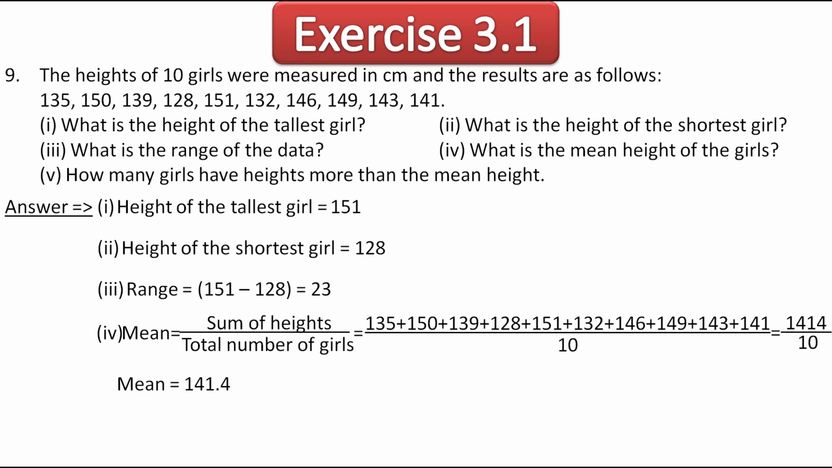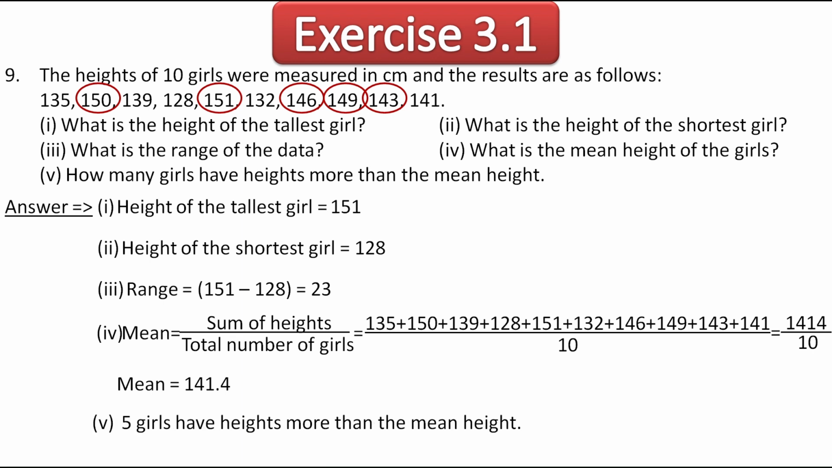Now we have the fifth question: how many girls have heights more than the mean height? Let's check. The height should be more than 141.4, that is 150, and we have 151, 146, 149, 143. Okay, so 5 girls have heights more than the mean height. So here Exercise 3.1 ends.